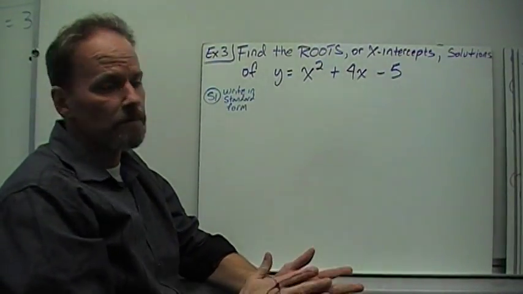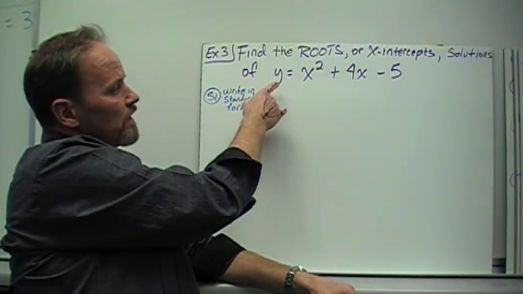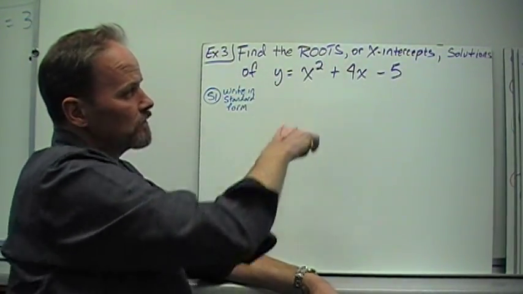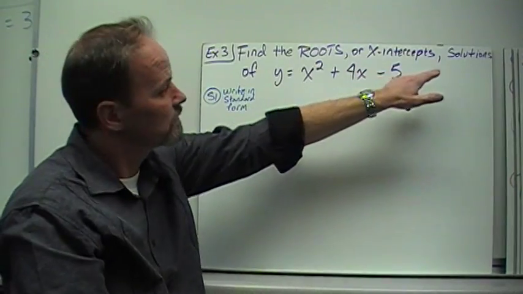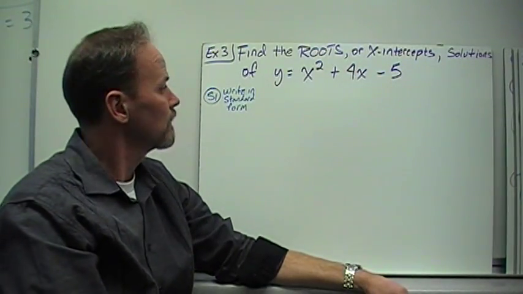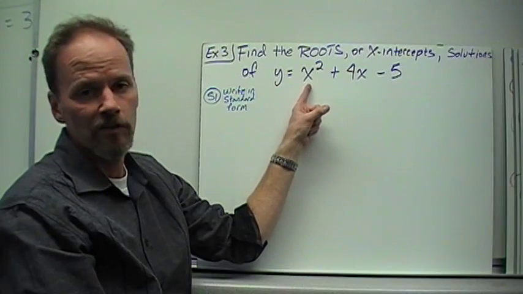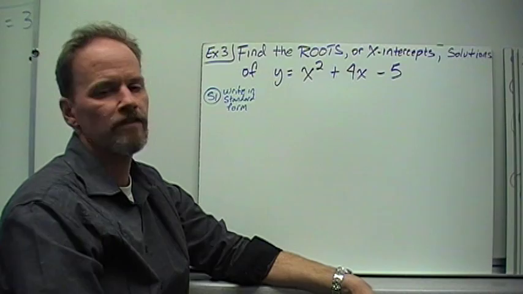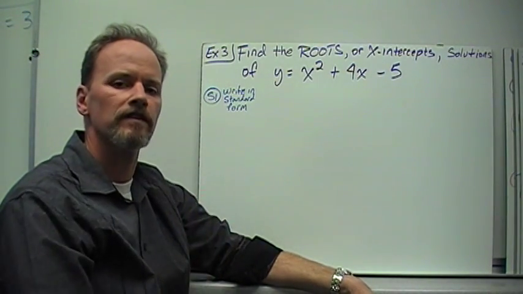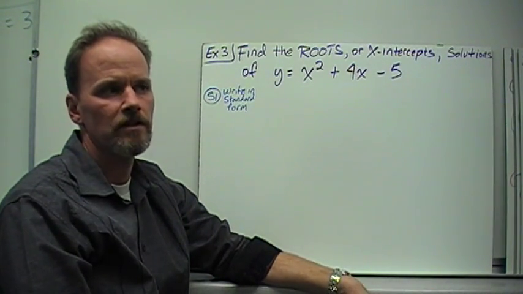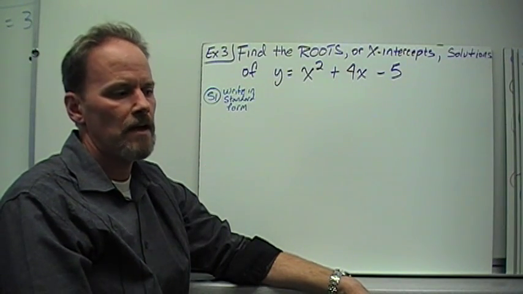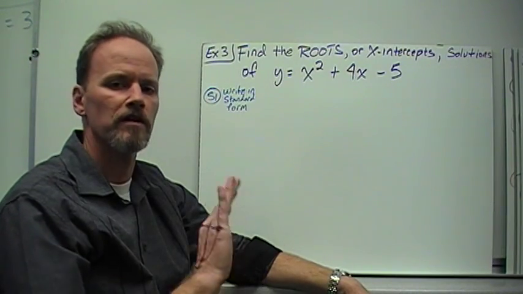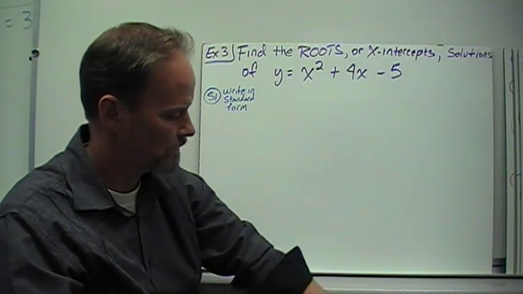So another example. This time you can see here, I put the y in front. We're going to find the roots, we're going to find the x-intercepts, and we're going to find the solutions of y equals x squared plus 4x minus 5. And I think this is a good opportunity for you to pause, see if you can figure that out first, see if you can get your two solutions, and then come back to the video and you can work it out with me. I'm going to work it out right now, but pause it and try it. See what you can do first.